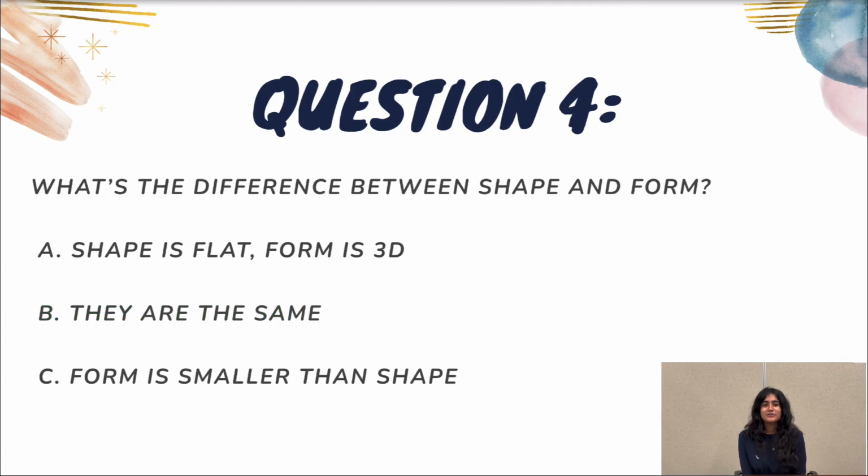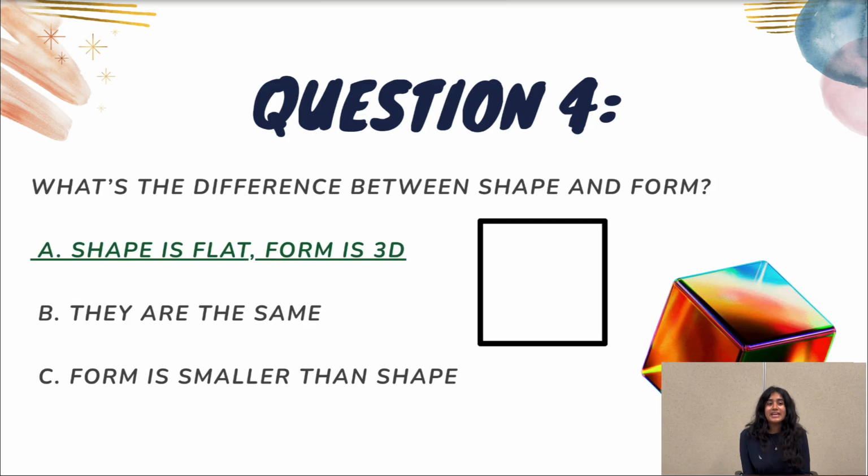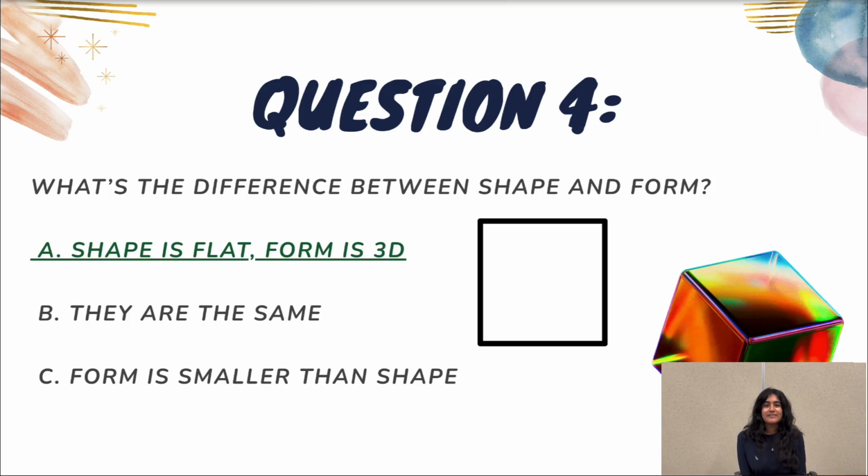And now for question 4. What's the difference between shape and form? Option A, shape is flat, form is 3D. And option B, they're the same. Option C, form is smaller than shape. The answer is A, shape is flat and form is 3D.